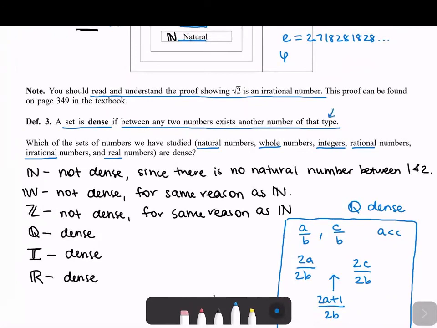So this density property is just if you zoom in on a number line, you can always find another number that's real. You can always find a number that's rational, irrational, or real, because those are the things that are dense. But if you zoom in on a number line that just has whole numbers, natural numbers, or integers, well, you're only going to find those things, only those numbers.